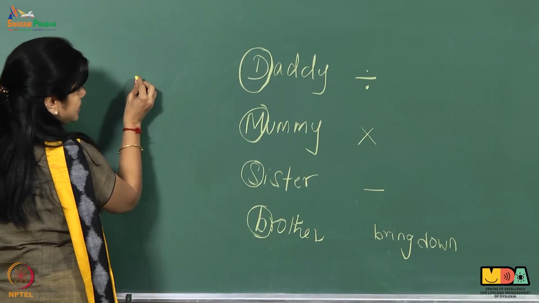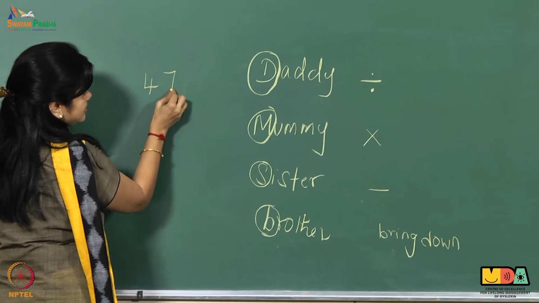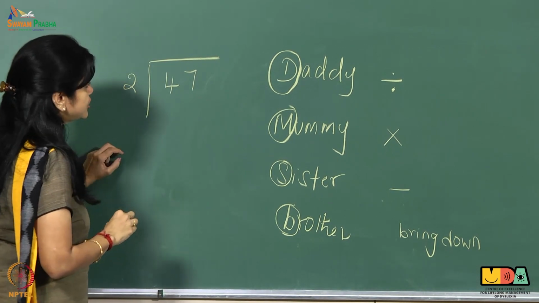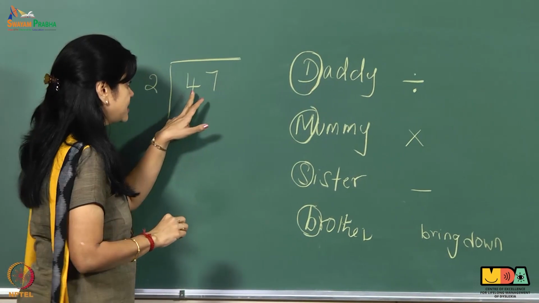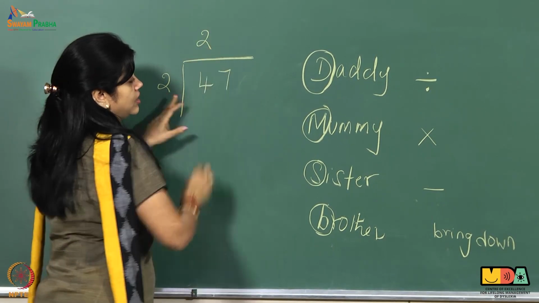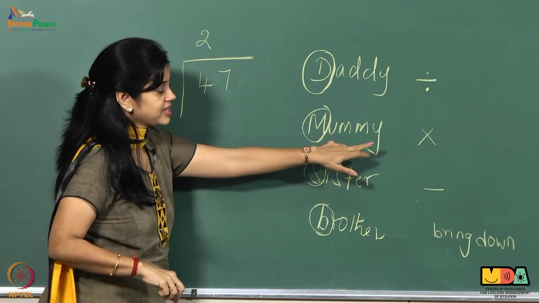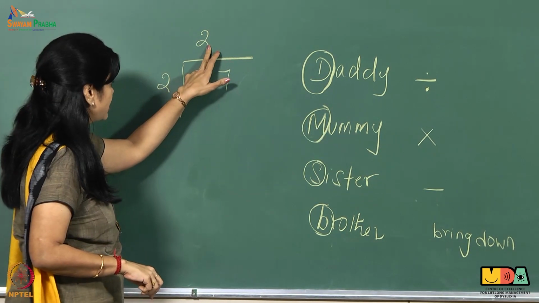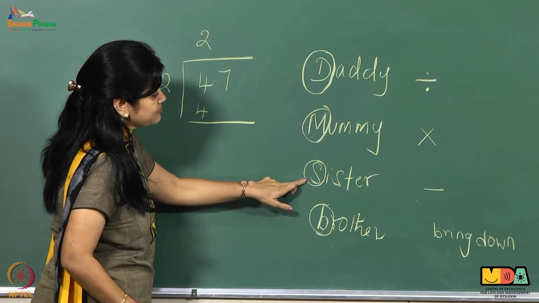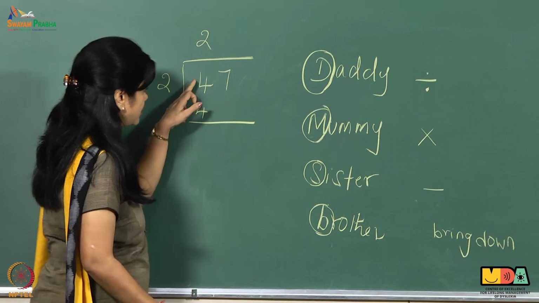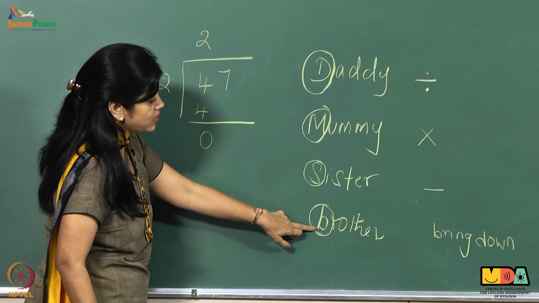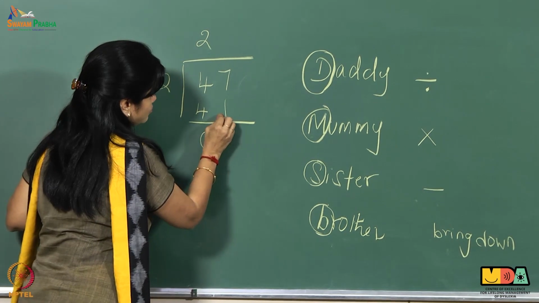For example, if we take the sum 47 divided by 2, the children first need to do the first step, that means they have to divide 4 by 2 and write the answer as 2. And what is the next step? M. M stands for multiplication, that means they need to multiply 2 and 2 and write 4. And the next step is S. S stands for subtraction, they subtract 4 and 4, that becomes 0. And the last one is bring down, they bring down 7.